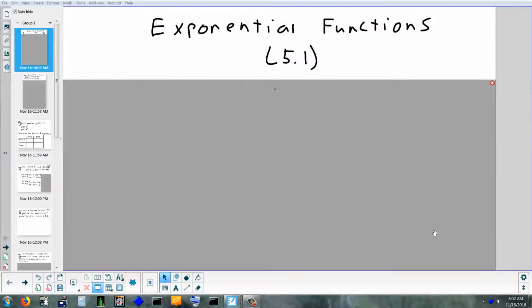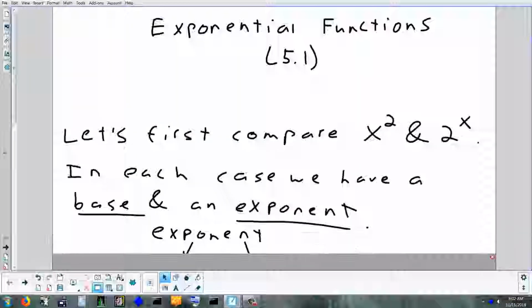Okay, so yesterday we finished up chapter 4, and that was on log functions. The last two functions we're going to study in the algebra part of this class are in chapter 5, and they're exponentials, which we'll spend one section on, and then the section after that, log functions, logarithms. And we'll spend two sections on that one. So let's just compare these two expressions, x to the second power and 2 to the x.